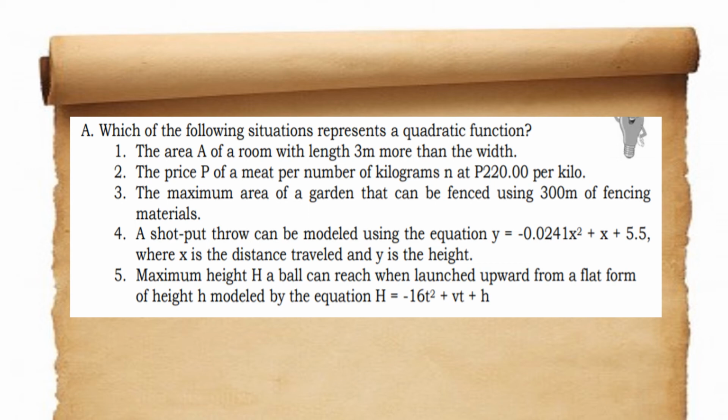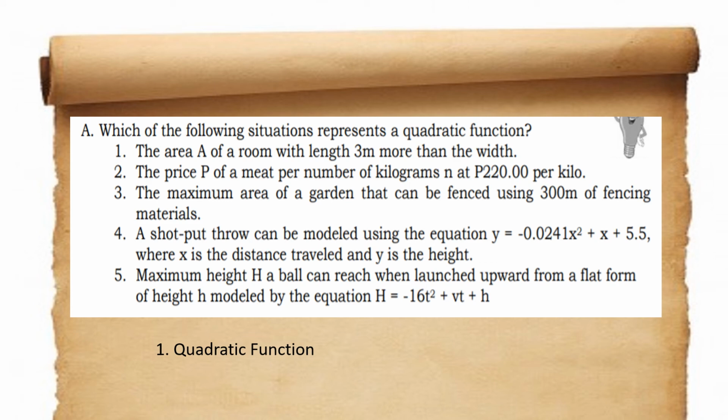So, here, in number 1, the area A of a room with length 3 meters more than the width. So, you have length and width. And we already solved problems about area in quadratic equation. So, this can represent a quadratic function also, wherein your first variable is A, and your second variable is the trinomial that can be represented by any letter. So, if you deal with area, it is always represents quadratic function. Palagi nagre-represent yung area ng quadratic function. Okay. So, number 1, it represents quadratic function.